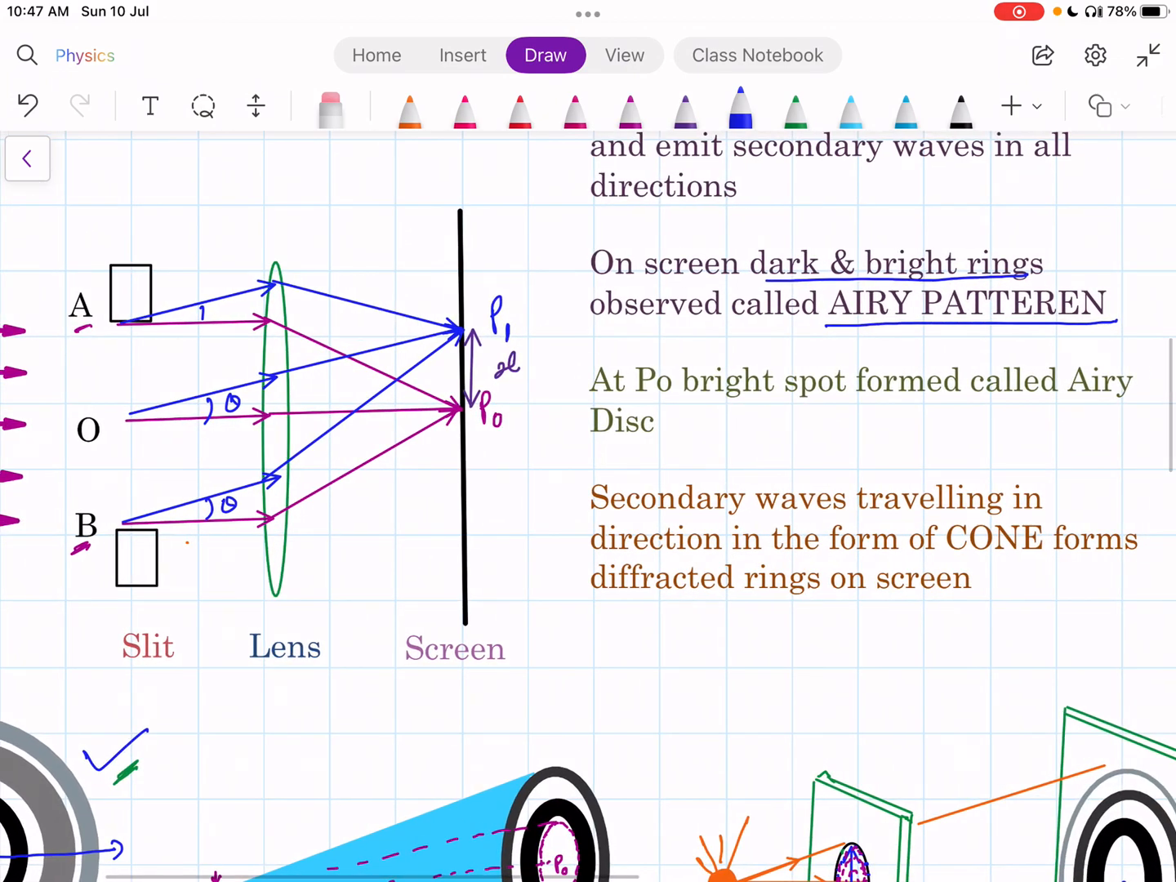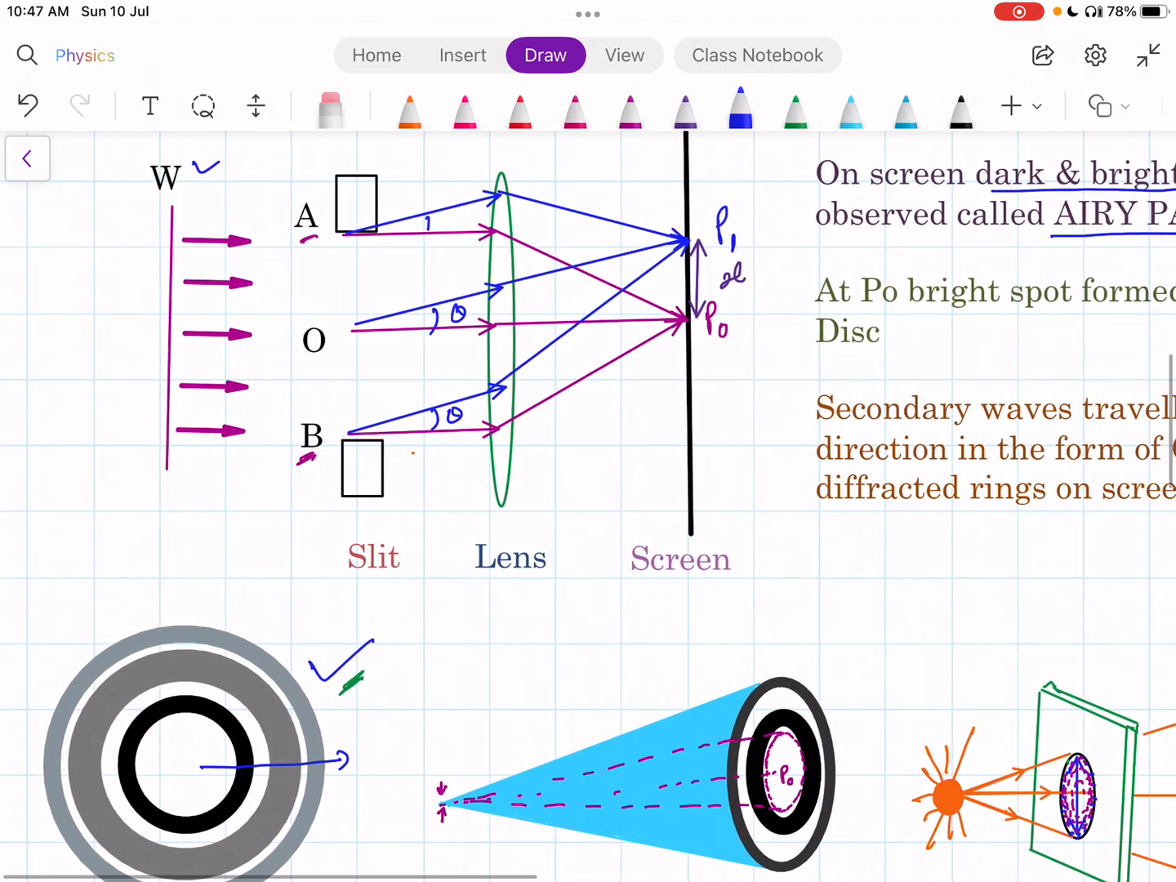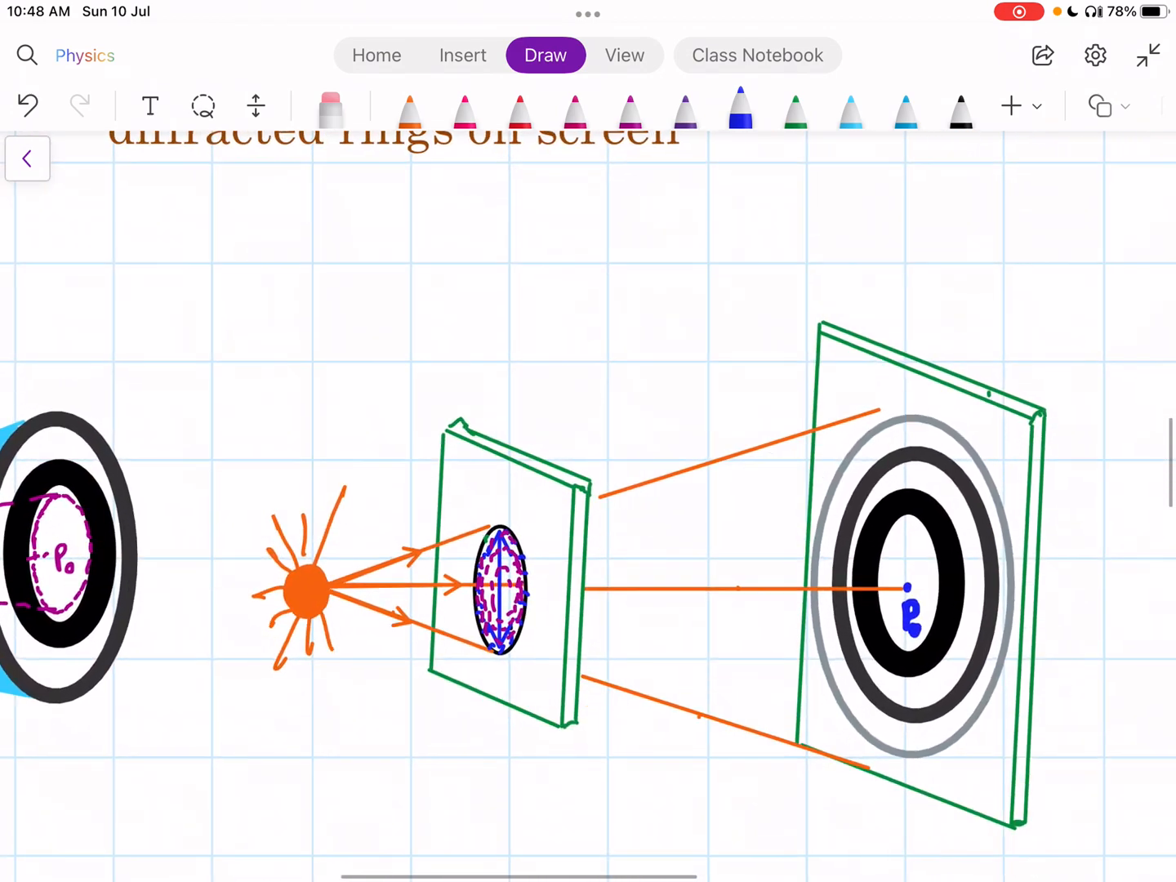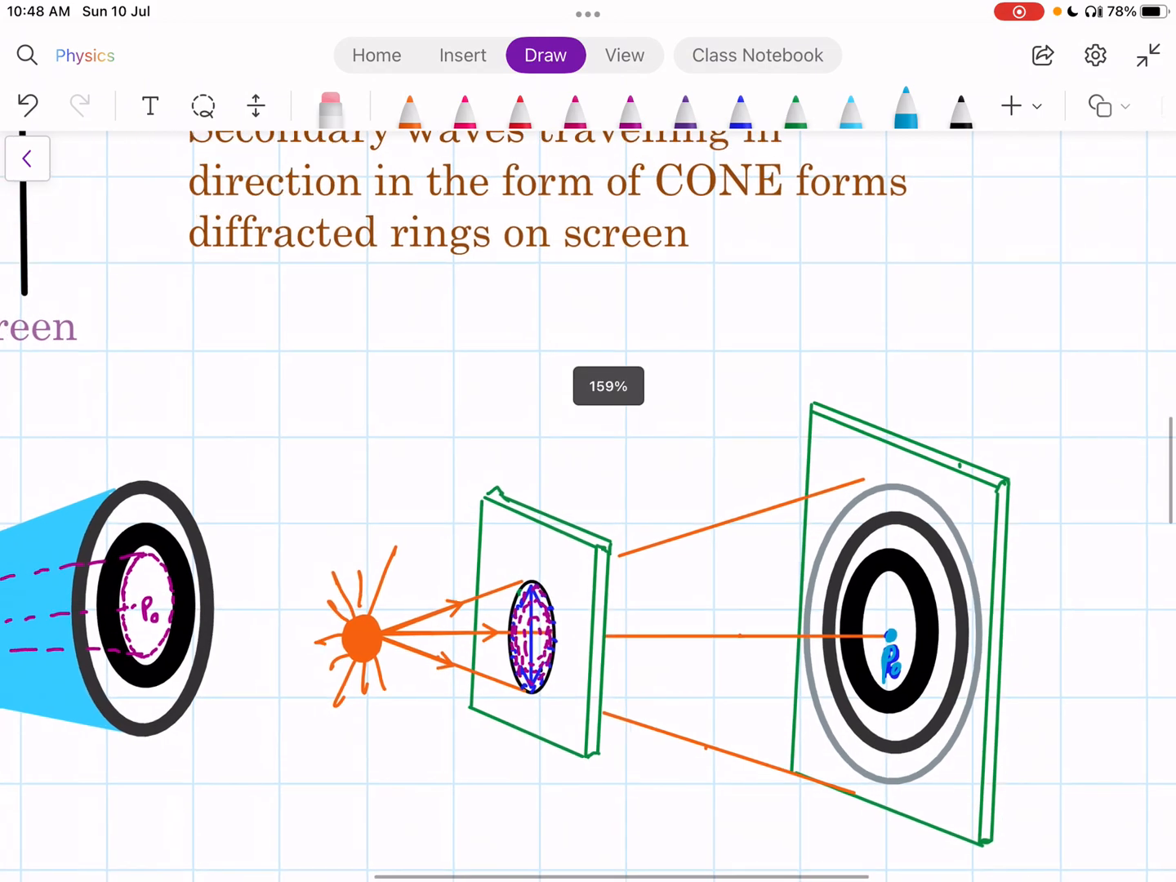So at point P0, what we will get is a big bright spot which has some diameter or radius, and this big bright spot which is formed is called the Airy disk. So at the center, as you can see in this diagram, at the point P0, you get the Airy disk. And surrounding this Airy disk, we get dark and bright fringes.